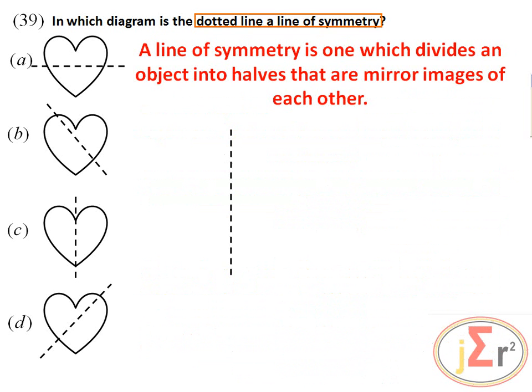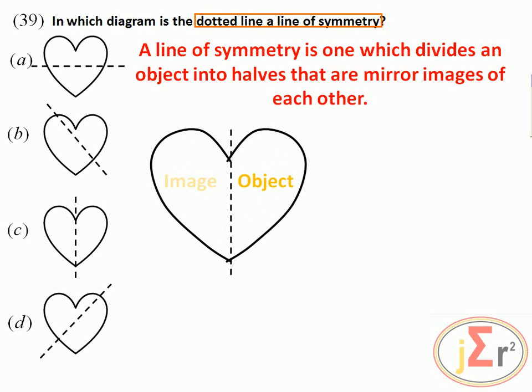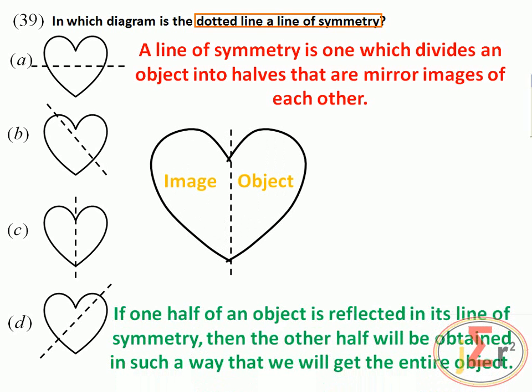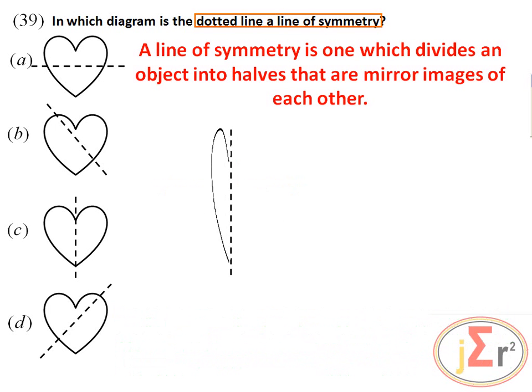A line of symmetry is one which divides an object into halves that are mirror images of each other. So first of all, if the object is not divided into halves, then the line is not a mirror line. If one half of an object is reflected in its line of symmetry, then the other half will be obtained in such a way that we will get the entire object.